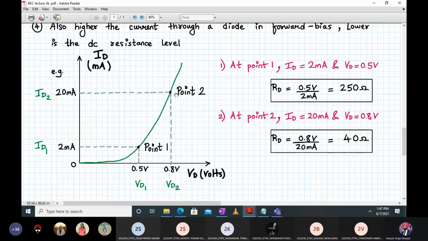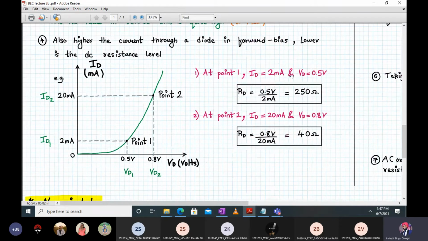So the higher the current value, the lower the static resistance. That's what I was saying. As you get more and more current, the static resistance will go on reducing. Did you check this? 250 and 40. Okay, understood this? That was the DC or the static resistance.